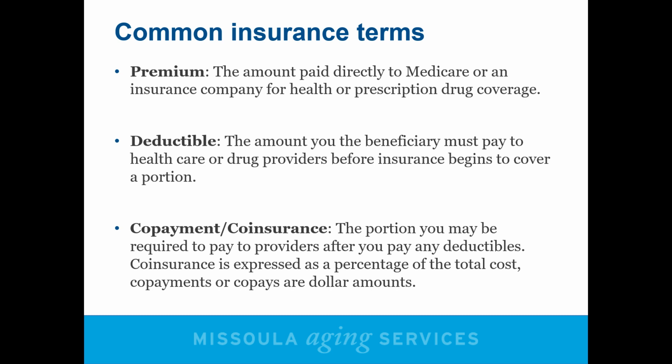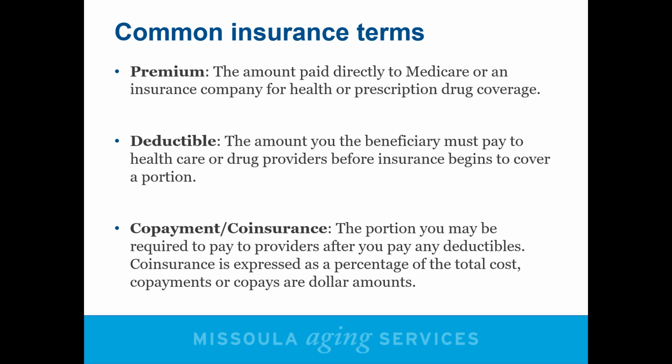Another term we're going to see a lot is deductible. And the deductible is the amount that you, the beneficiary, must pay to healthcare or drug providers before the insurance starts to cover a portion. So that's the original part that you don't pay automatically, right? But that's what you are on the hook for before the insurance kicks in. And most of those are annual, with one big exception that we'll talk about later.